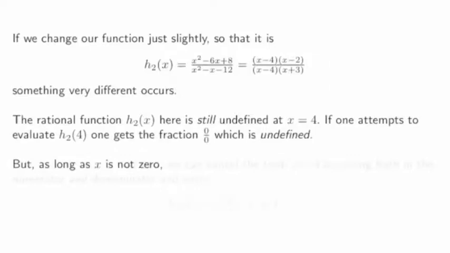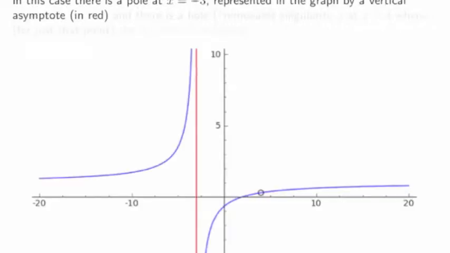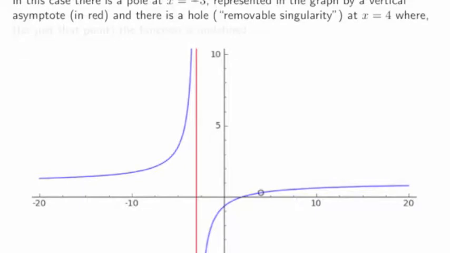But as long as x is not 4, we can cancel the term x minus 4 occurring in both the numerator and denominator and simplify it to just x minus 2 over x plus 3, as long as x is not 4. So as long as x is not 4, our rational function at the top of the page is exactly the rational function at the bottom of the page. In this case, there's a pole at x equals -3, like we would think, but there's a hole, or removable singularity, at x equals 4, where, just for that point, the function is undefined. There's no vertical asymptote at x equals 4. We simply have to skip over that point. We cannot define the function when x is 4.